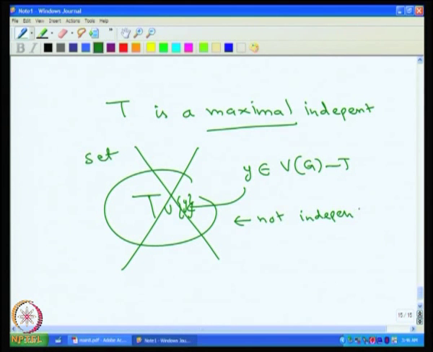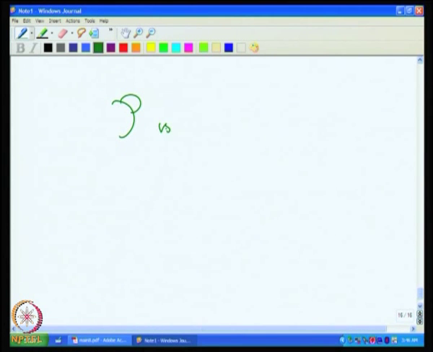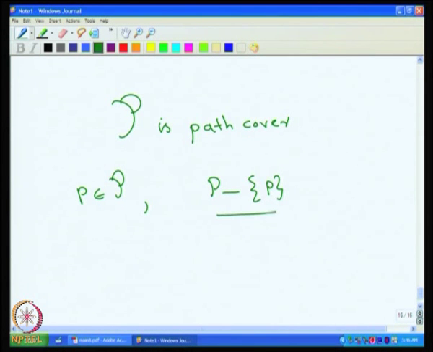This was the maximal independent set. So, similarly, we are familiar with this word. In the case of path cover, what should I mean by that? If I define it like this, P is a path cover, and I will have to say that it is a minimal path cover if, when any element of P is removed, then P minus this path is not a path cover is what I should say.